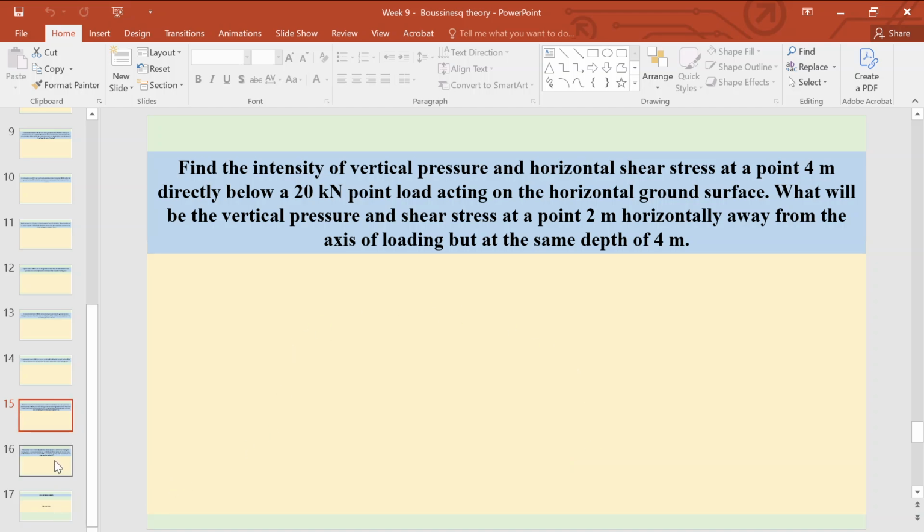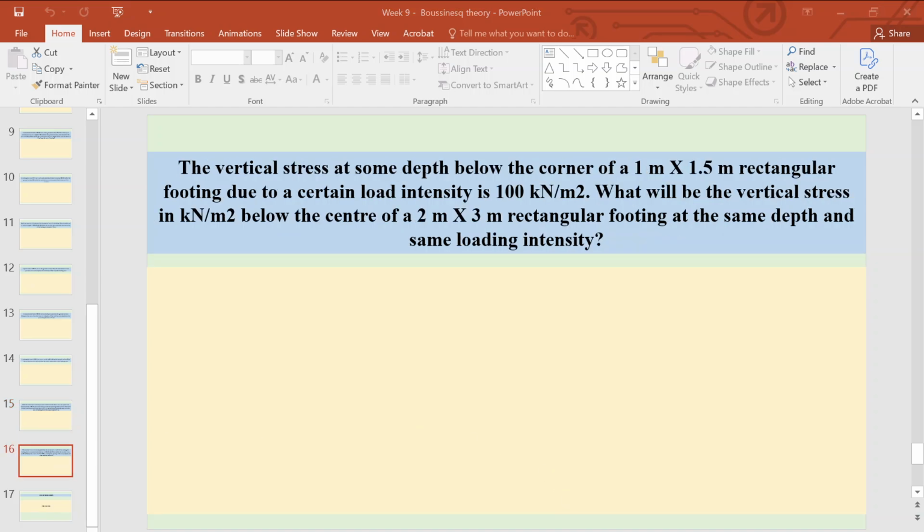Last question. The vertical stress at some depth below the corner of a 1 meter by 1.5 meter rectangular footing due to a certain load intensity is 100 kilonewton per meter square. What will be the vertical stress in kilonewton per meter square below the center of a 2 meter by 3 meter rectangular footing at the same depth and same loading intensity?